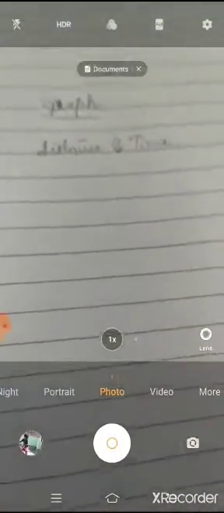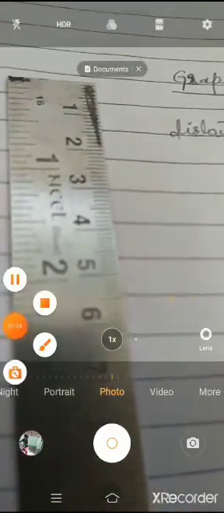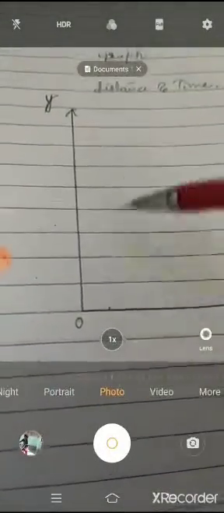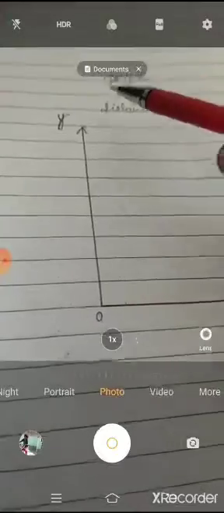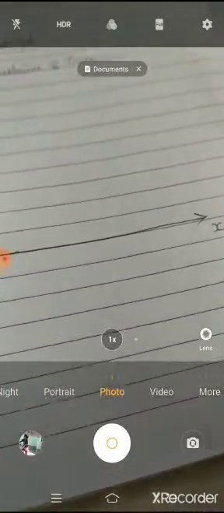For this you should know how to draw the lines for the x-axis and y-axis. You have to draw two perpendicular lines, and this vertical line is called the y-axis, and this horizontal line is called the x-axis. O is the origin. This is the x-axis and this is the y-axis.